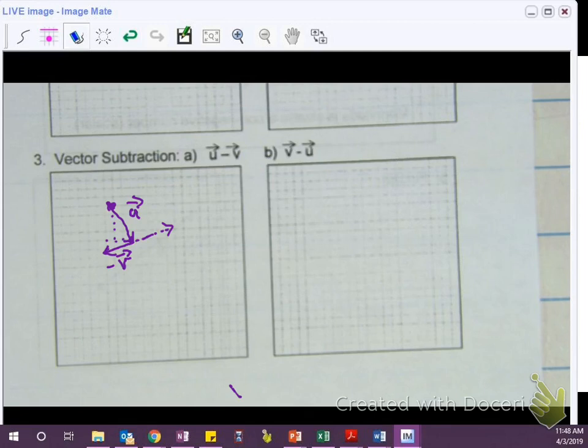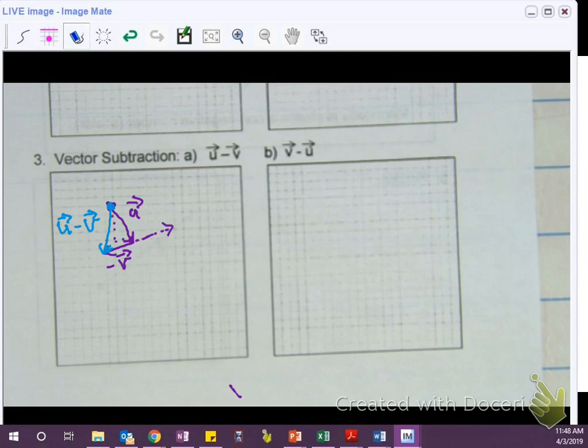And then my resultant vector is here. Notice that the place I started with to the place I ended with is my resultant vector. So this blue one is U minus V. So I drew U exactly as it was, and I drew V in the opposite direction for minus V.